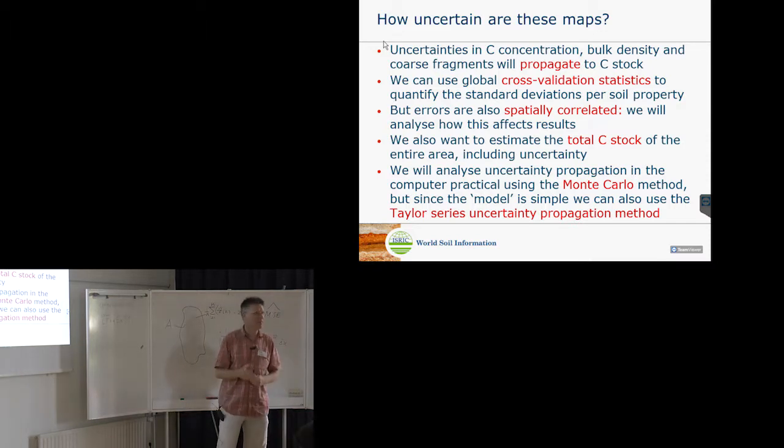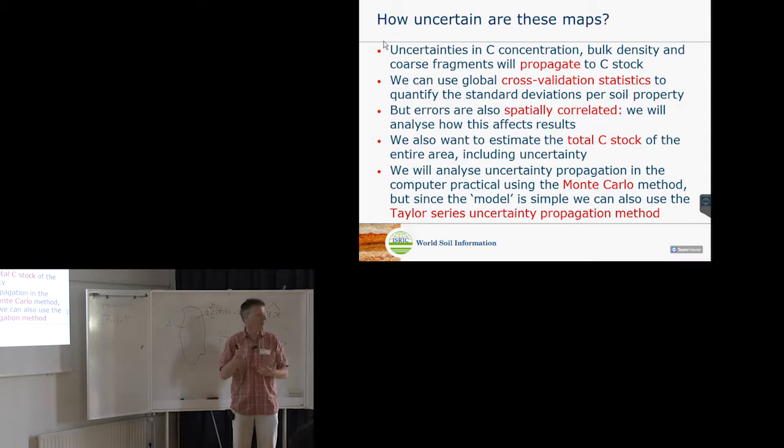I think somebody asked that on Monday to Tom. Does SoilGrids also give the uncertainties of the maps? And if we would have used kriging, we would have been able to quantify those uncertainties with a kriging standard deviation map. But we use machine learning, and with machine learning it is much more difficult to quantify the uncertainty.